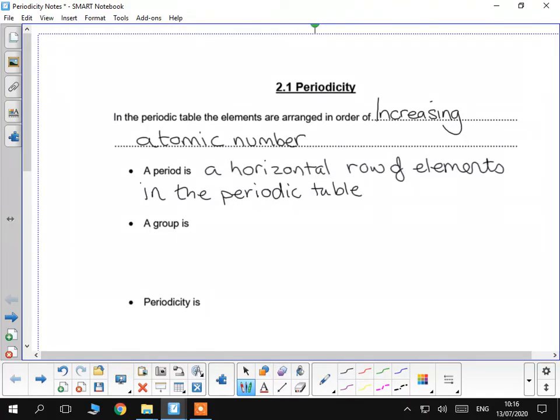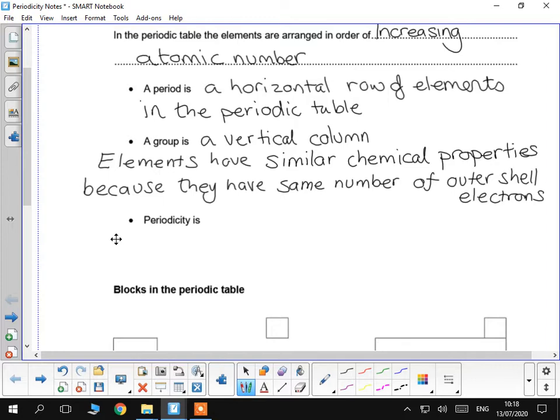The vertical groups, or columns, go down, and elements in the same group have similar chemical properties because they have the same number of outer shell electrons. Periodicity, therefore, is the overall repeating pattern of these properties shown across different periods in the periodic table.